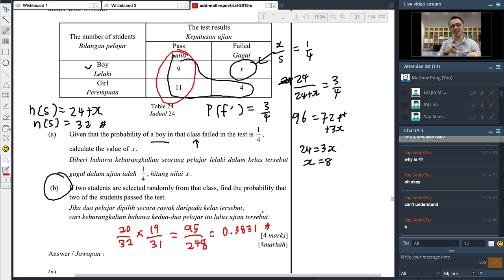Okay, basically they want to select 2 students from the class. They want to find the probability that 2 students will pass the test.